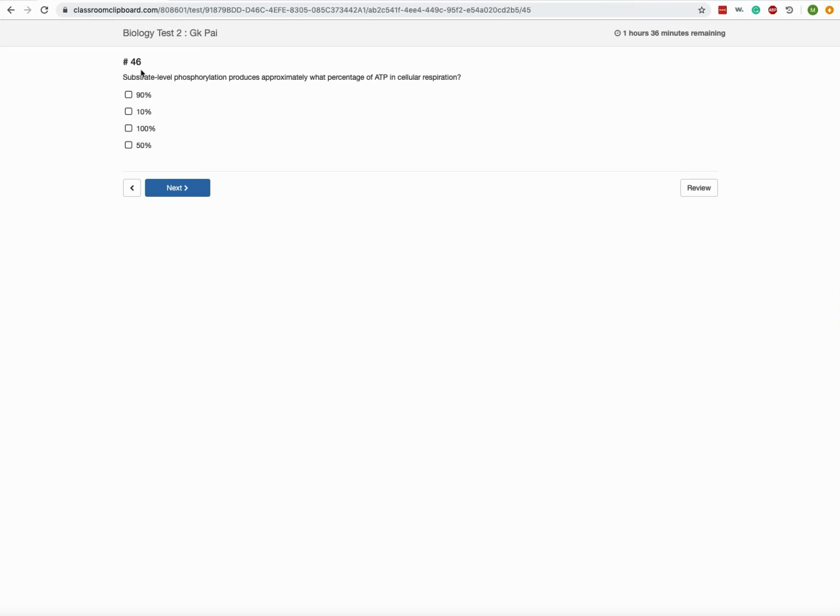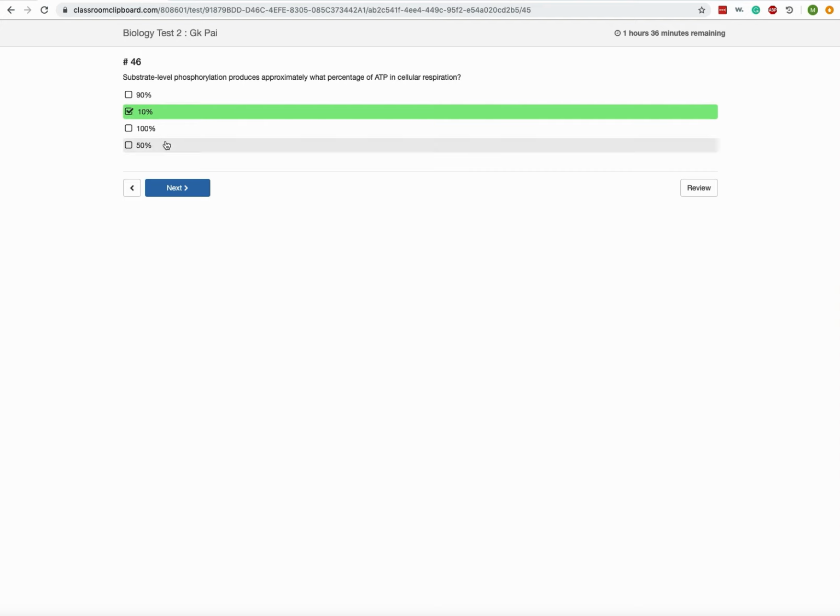Substrate level phosphorylation produces what percentage of ATP in cellular respiration? It actually only produces 10%. Remember, most of it comes from oxidative phosphorylation. So substrate level phosphorylation would be like glycolysis, which we know only produces like 2 ATP net.